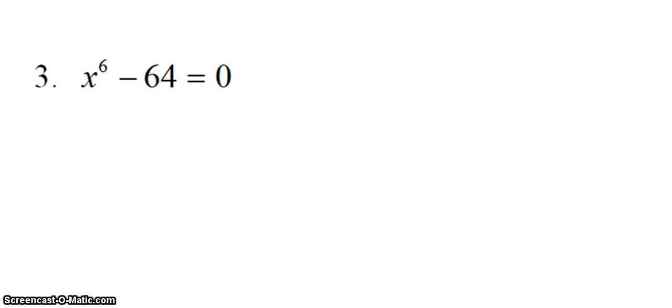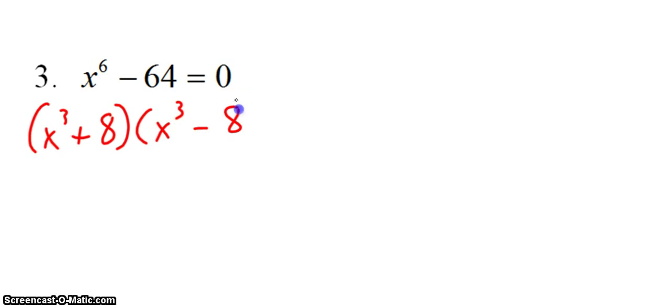Next one. X to the 6th minus 64. So this one's going to be kind of a doozy. Why? Well, what is this? This is the difference of squares. So x to the 6th is a perfect square. 64 is a perfect square. So this factors into x cubed plus 8 times x cubed minus 8. This now is the sum of cubes. This is the difference of cubes.